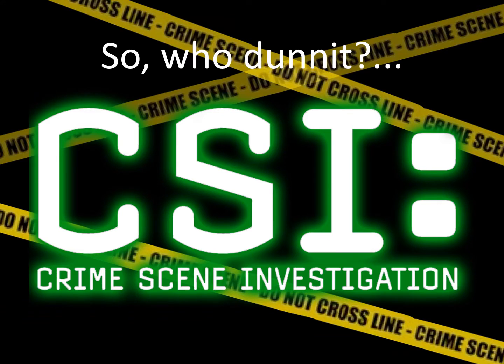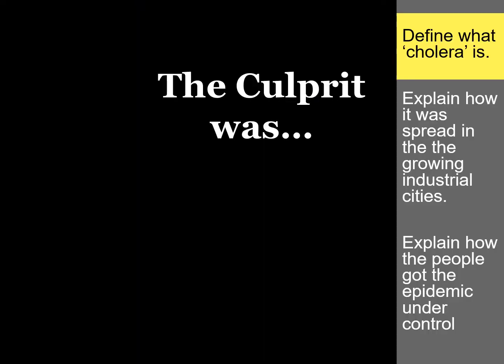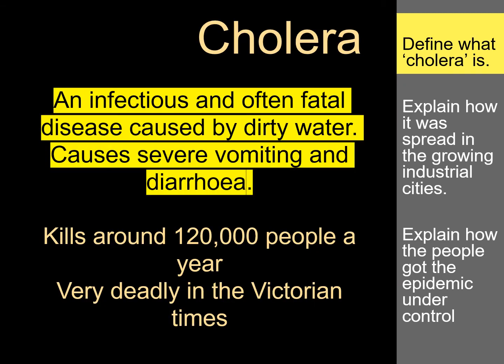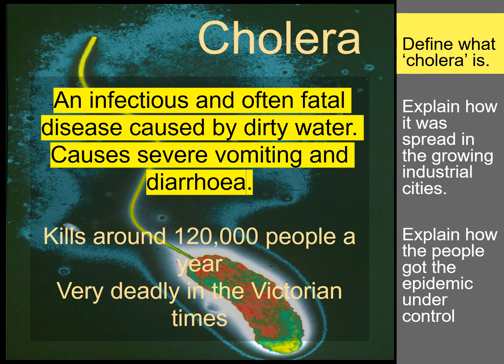So the question becomes, who was the culprit? Who has murdered this Victorian woman, Elizabeth? And the culprit is a condition called cholera. Now, cholera is an infection that is quite often fatal. It's a disease that you get from drinking contaminated or dirty water, and it causes severe vomiting and diarrhoea.